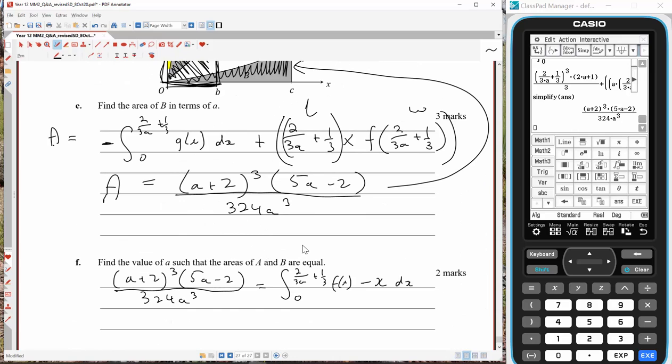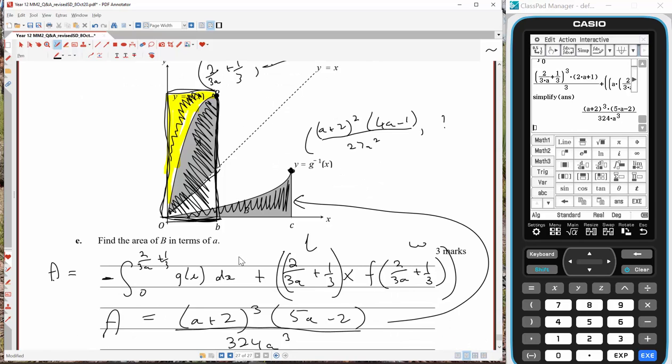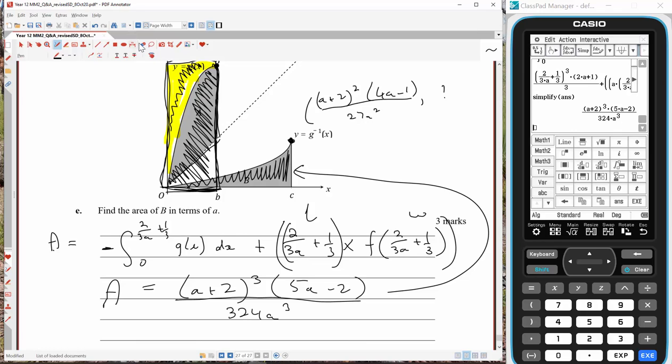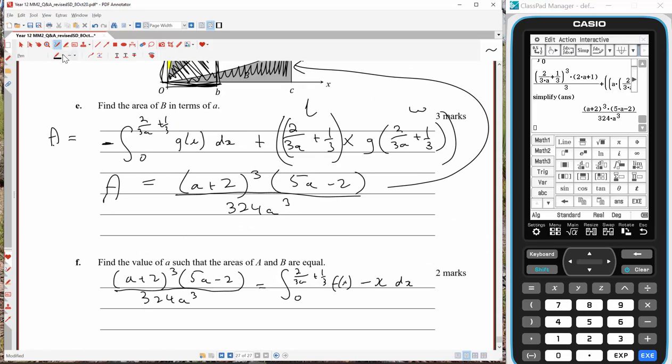Just noticed I'm mixing my functions here. This will actually still work even though I've got g of x here and f of the value there, but we should stay consistent with the question. This is the function g and g inverse, so I should use g on both of them, even though using f will be perfectly sufficient because f is the function that this is based on. So we'll go with g, and let's call this one g as well.